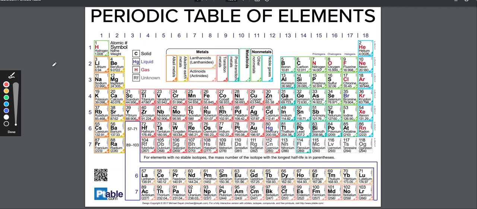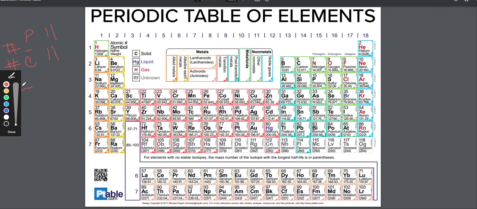I can get the number of protons, which is 11 protons. I can also get the number of electrons because it's at its elemental state, so the number of electrons will be 11 as well. What do I get also?